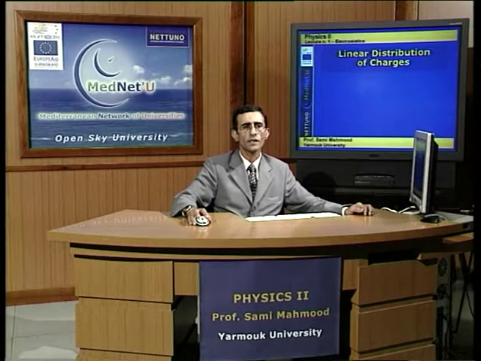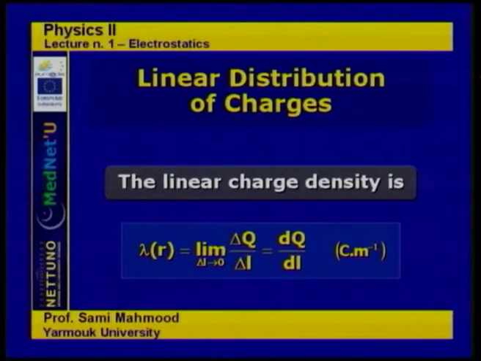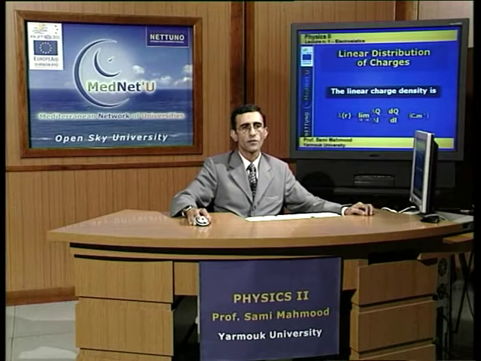And finally, the linear distribution is characterized by the linear density of charge. Lambda at position r is also defined as the limit of the charge delta Q in a length of that line delta L, as delta L goes to 0, which is equal to dQ by dL, and the unit is coulomb per meter. These are the distributions of charges.